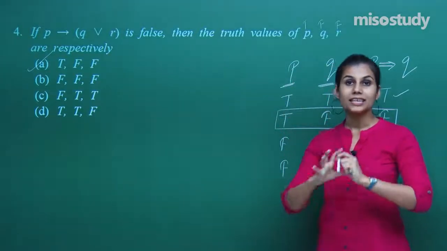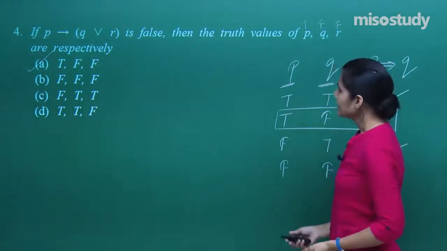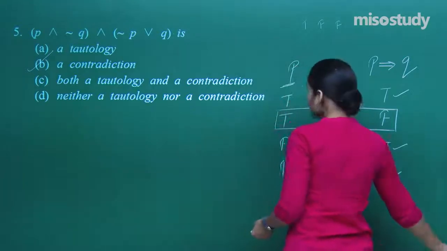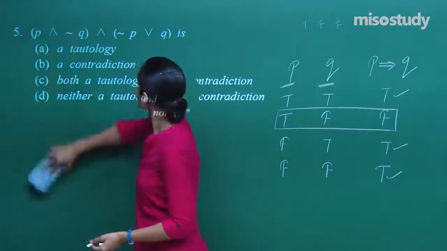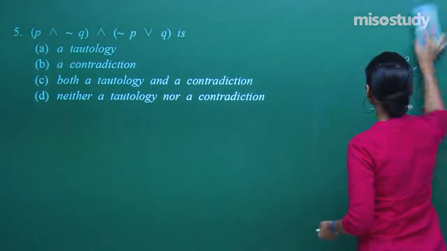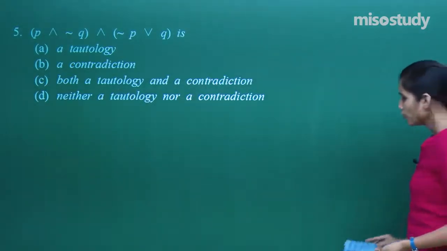Okay, that's how they basically test you on truth tables. Next question: if P and not Q and not P or Q is the statement given, then what is it? Is it a tautology? Is it a contradiction? Is it both or is it none?